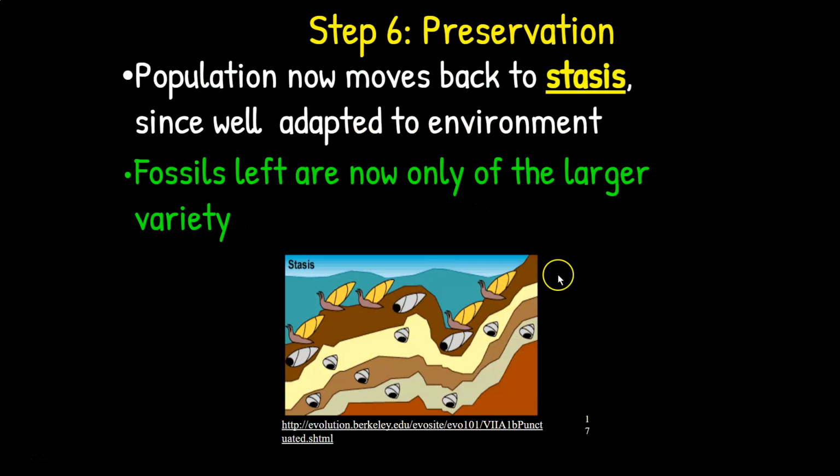So now if we look here, the population moves back to stasis, meaning it's now going to stay the same, right, for these larger shelled snails. And we can see that the ones below it are still the shorter ones because they disappeared now. So we can see from one level to the other, there's this drastic difference, right?